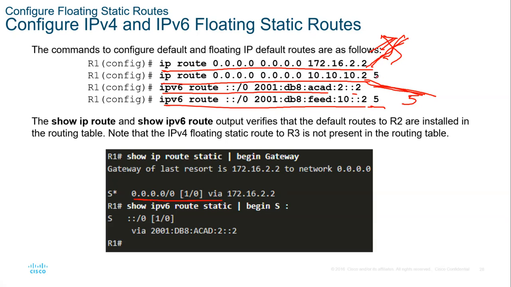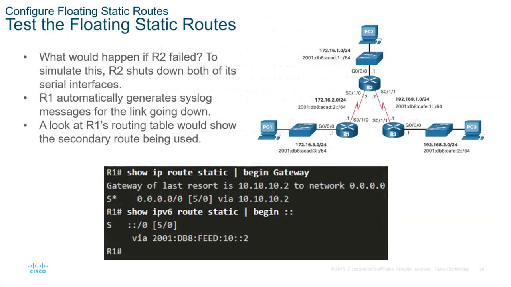Now that this is not a desirable route, it won't be installed in the routing table. That's the reason why there is the desired route only. Even IPv6. So test the floating static route.